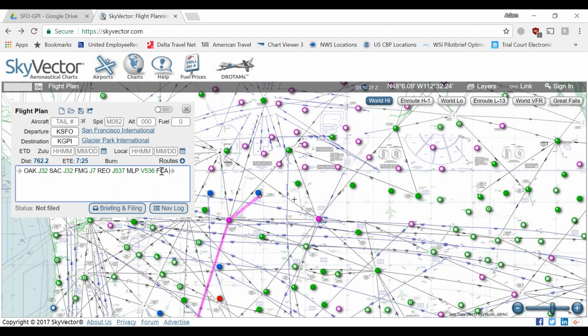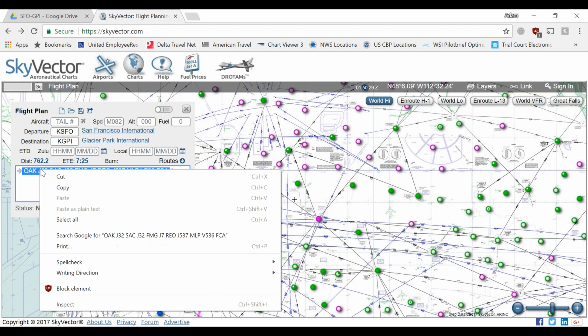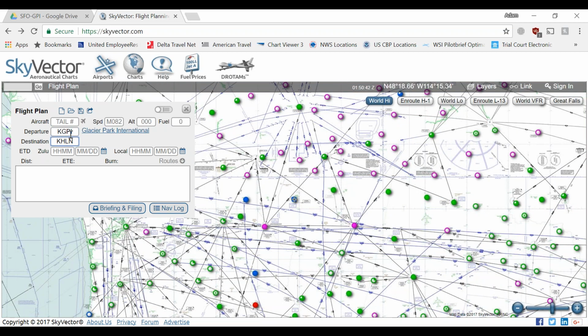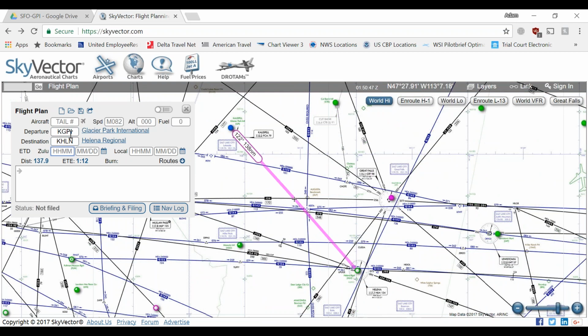Did you guys write down the route? Yeah, I did. Okay, copy. I'm going to clear it out for a minute and put GPI to Helena. That distance is 138. Let's just call that 138. So maybe jot down that heading and that distance.